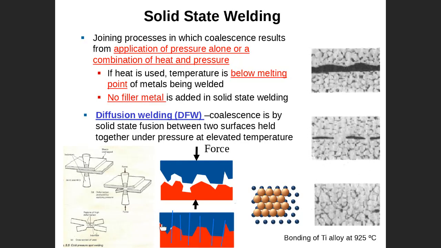Diffusion welding, because material elements will migrate from up to down and down to up. With time, the material will migrate, and you can see that a bond will be created because exchange happens between the elements, and finally you get the weld done. This is what we call solid state welding.